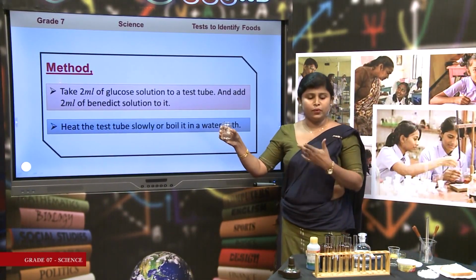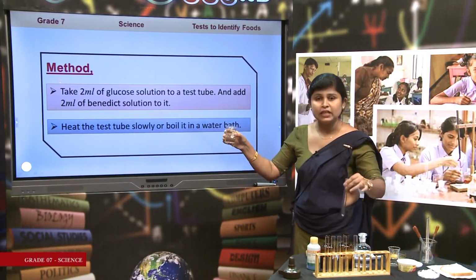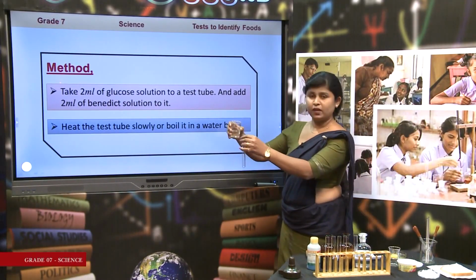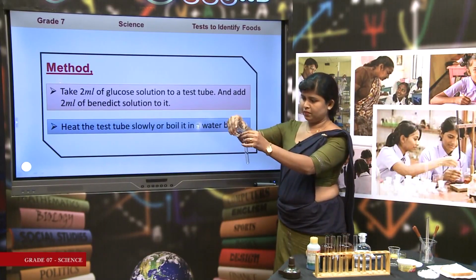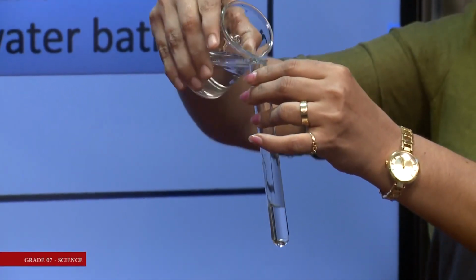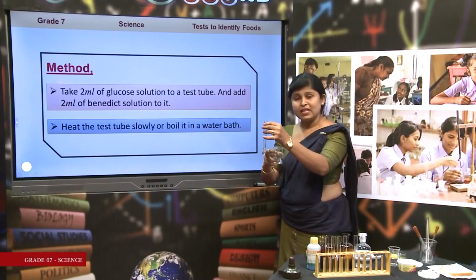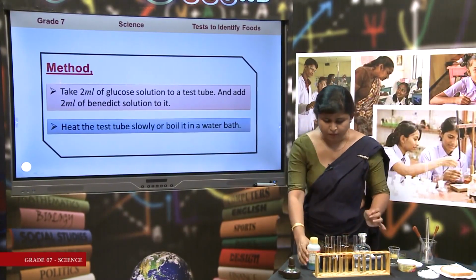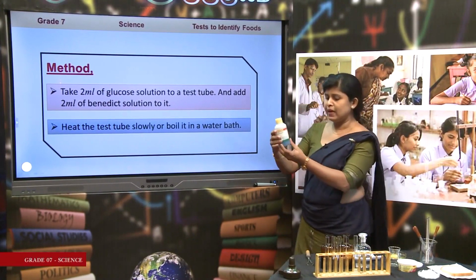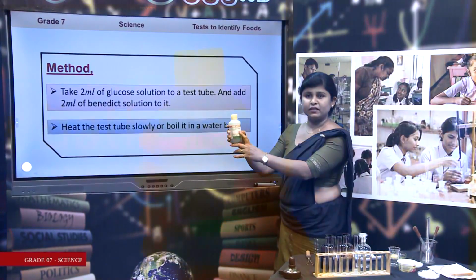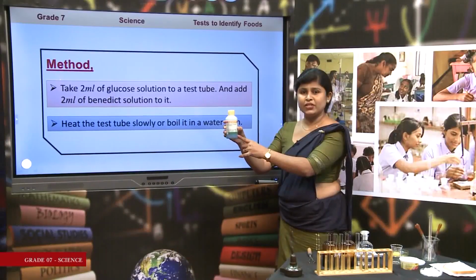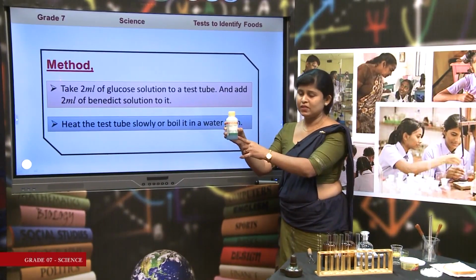Now, what I am going to do is take a very little amount of glucose solution into a test tube in this way. I think you can observe. Yes, right? Now, there is glucose solution. Then, in this activity, I am going to use Benedict solution, Benedict's reagent. Then you can see it. What is the color of the solution? The color of the solution is blue, right?